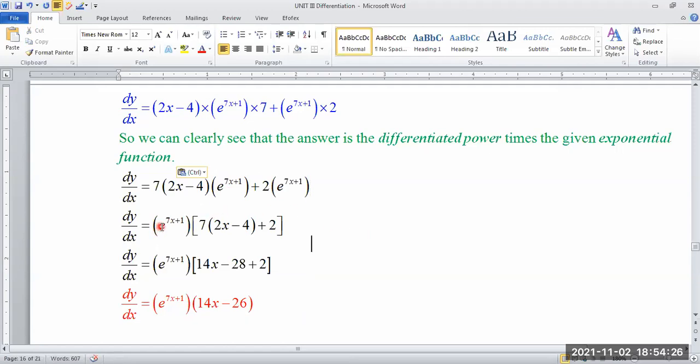So when I take out the e to the 7x plus 1 right here, what is going to be left, sir? 7 times 2x minus 4. See it right here, sir? 7 times 2x minus 4. Sir, I see it now. When I take out this e to the 7x plus 1, I'm just going to be left with 2. Yes, you're correct. And then if you want to check, you can distribute this e to the 7x plus 1 throughout these parentheses, and you should get back the same thing up top here. So this e to the 7x plus 1 does not change.